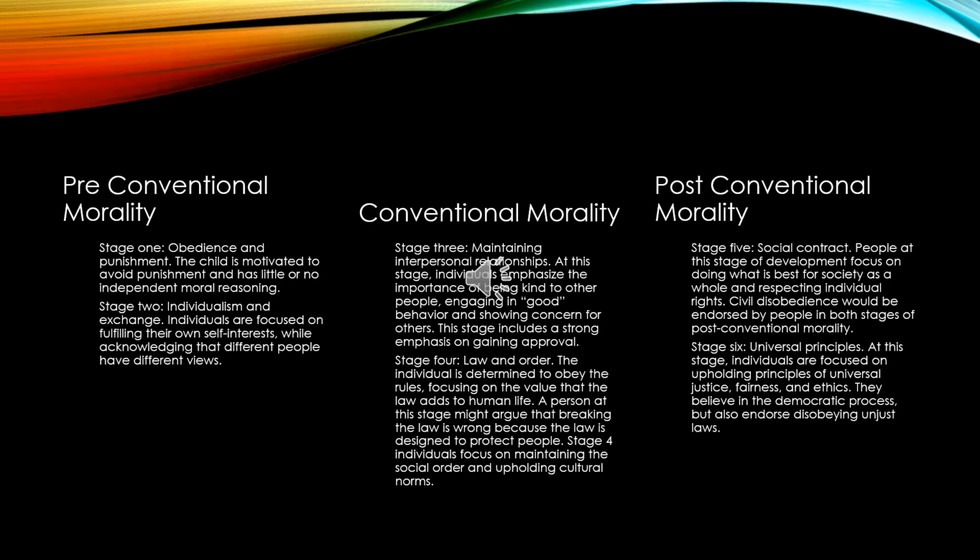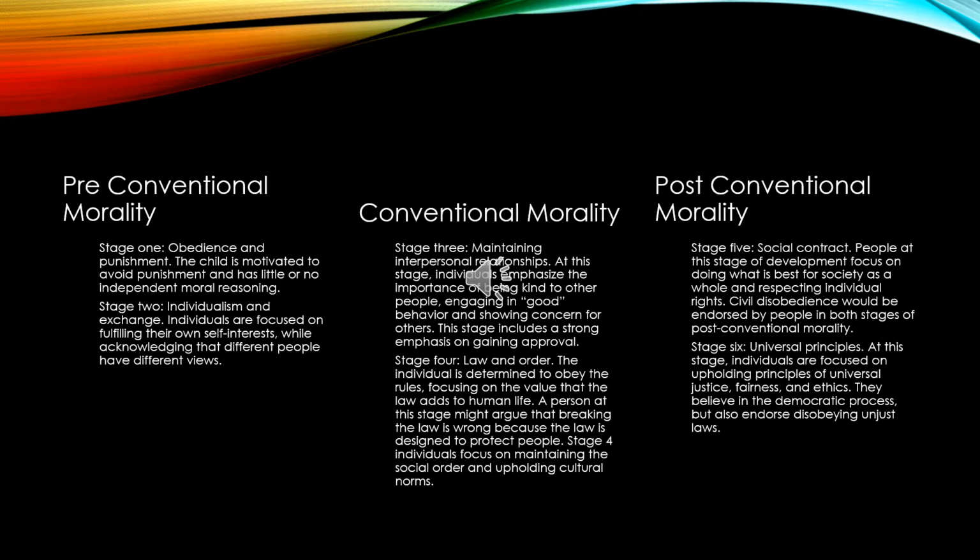Post-conventional morality. Stage 5, social contract. People at this stage of development focus on doing what is best for society as a whole and respecting individual rights. Civil disobedience would be endorsed by people in both stages of post-conventional morality.